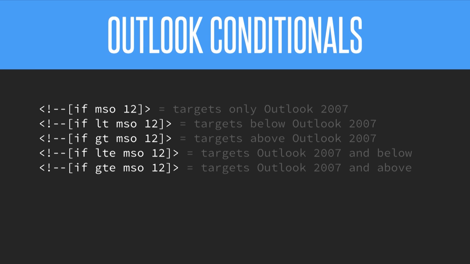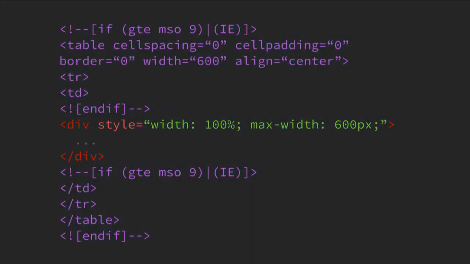That's basically the entire Microsoft Word rendering engine. So we can solve our layout problems by wrapping our div in a conditional Outlook table. It only appears for Outlook and nothing else, and we can move to more semantic HTML email. I use if GTE MSO 9, so that's all of the Outlooks plus the combinator with Internet Explorer, just as a catch-all.